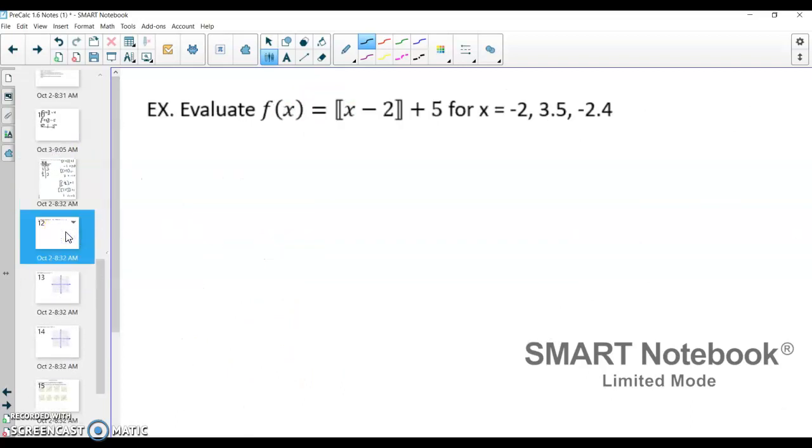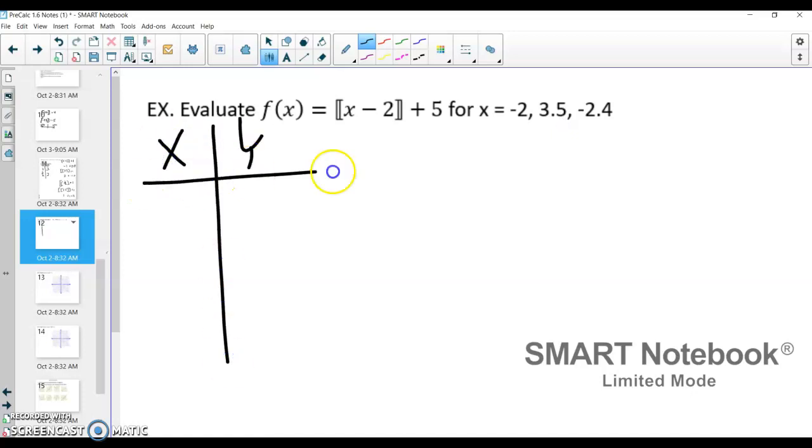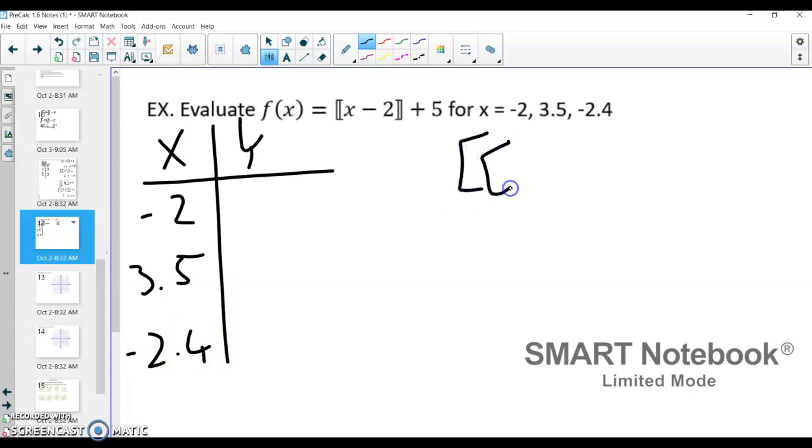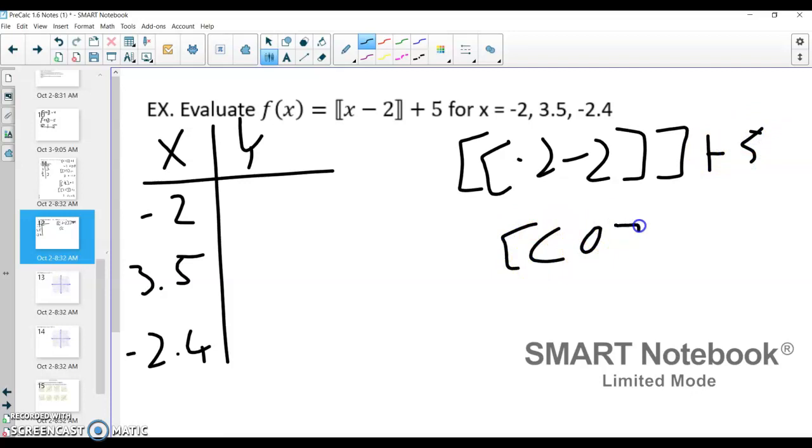Okay, we'll do another one here, with a couple more decimals to help us see it. We have the double bracket here. Again, our x's are what they give us, and that is -2, 3.5, and -2.4. Plugging in this x for -2, double bracket, -2 minus 2, double bracket. That's going to be 0 plus 5. 0 is not going to round up or down because it's a whole integer already. So that's going to be 0 plus 5, which gives us 5.